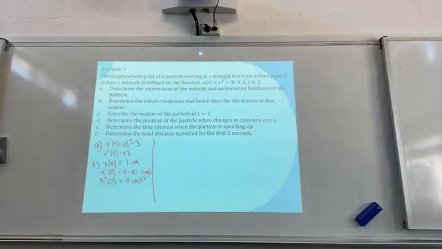Everyone, focus please. You know the displacement is 1 centimeter, the velocity is minus 3 centimeters per second, and you know the acceleration is 0. So how are you going to describe the motion at that instant?